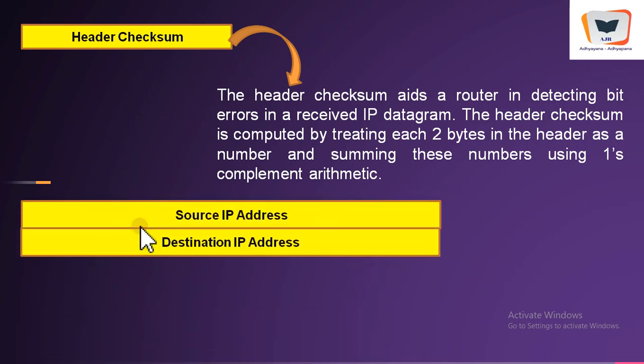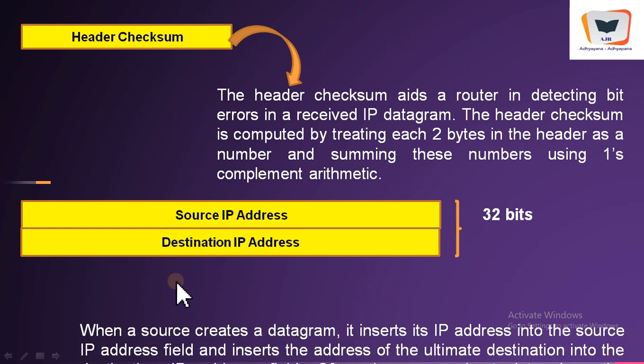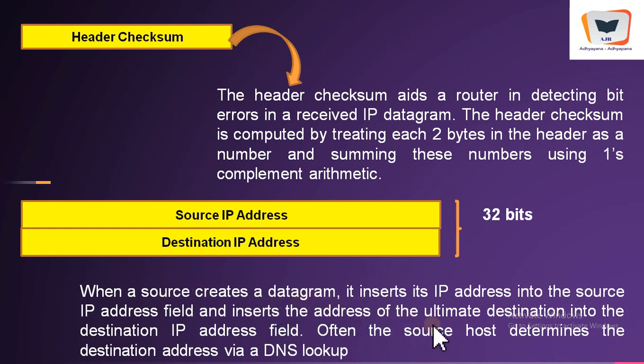Source IP address and destination IP address together will consume 32 bits each. Therefore, both the fields will consume 4 bytes plus 4 bytes, that is 8 bytes. When a source creates a datagram, it inserts its IP address into the source IP address field, and it inserts the address of the ultimate destination into the destination IP address field. Often, the source host determines the destination address via a DNS lookup.